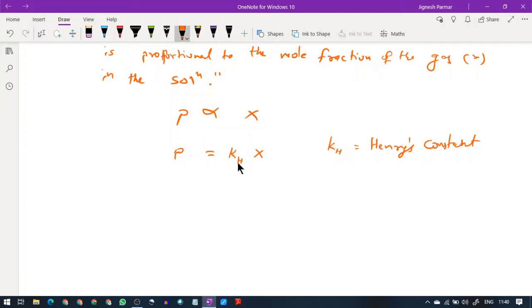Henry's law can be applied in industry, and also in biological phenomena. There are two biological phenomena which we are going to talk about now where this law is applicable. One is bends and one is anoxia. Okay, what is bends exactly?